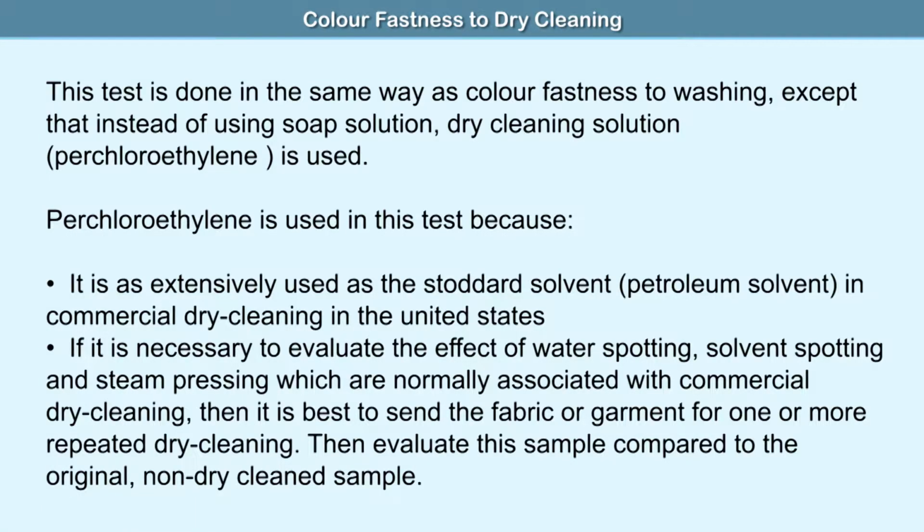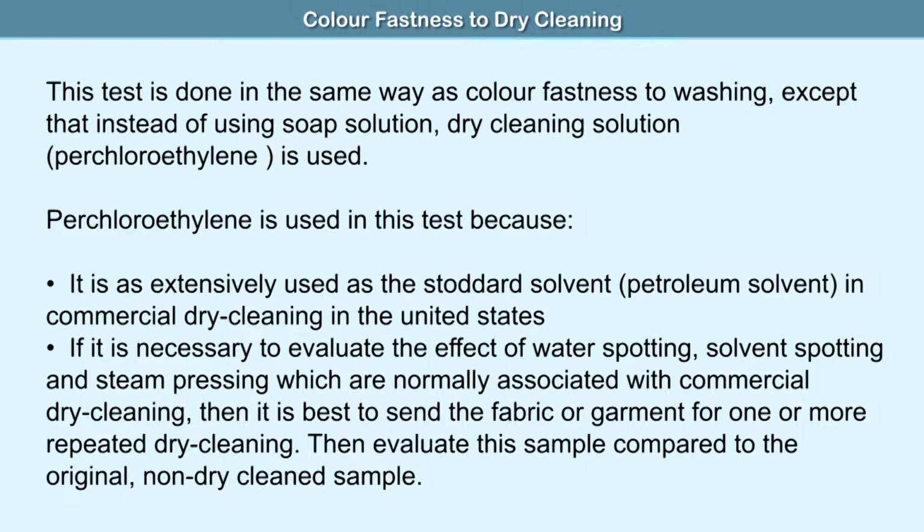Color fastness to dry cleaning. This test method is done in the same way as color fastness to washing, except that instead of using soap solution, dry cleaning solution, perchloroethylene, is used. A color unaffected by perchloroethylene will not be affected by petroleum solvents, whereas the converse is not always true.